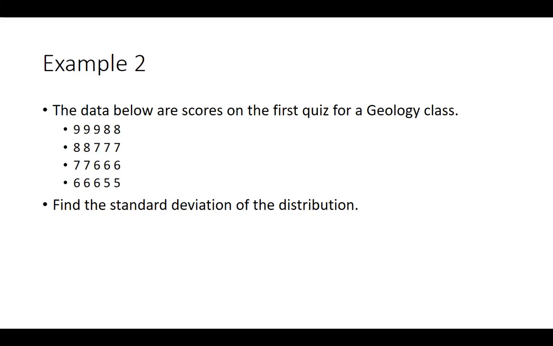So the data below in example 2 are scores on the first quiz for a geology class. We have 4 rows of 5 data points each. That means we have 20 scores here. 99, 99, 88, 88, 77, 77, 66, 66, 55. We want to find the standard deviation of the distribution.